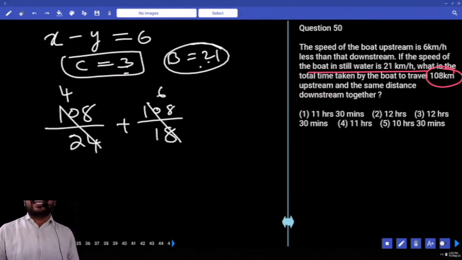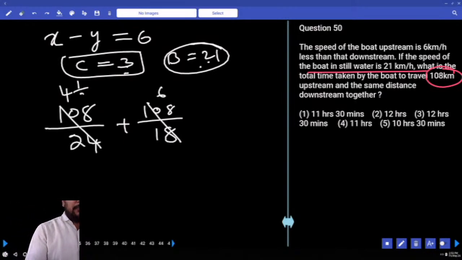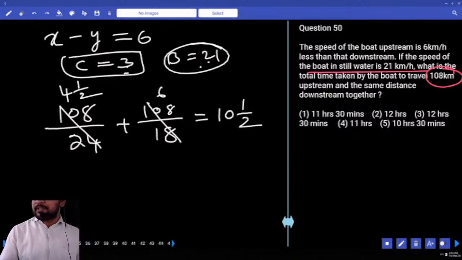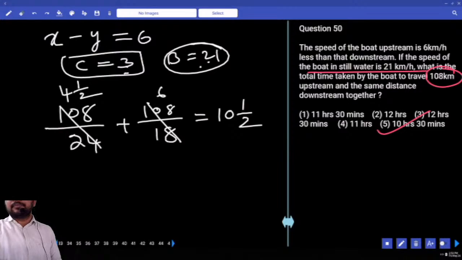24 4s are 96. Remainder will be 12. 12 by 24 is nothing but half an hour. 4.5 hours plus 6 hours, 10.5 hours. So your answer is 10.5 hours. So if you know the fundamentals, it's a very easy way of attacking.